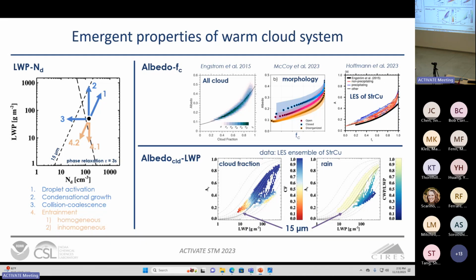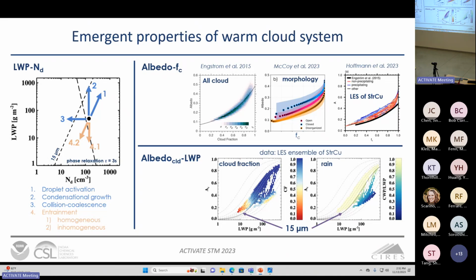And on the other hand, you have entrainment processes, which can be seen as both homogeneous and inhomogeneous mixing, where you have a fixed number and you shift the size distribution, or you have smaller droplets evaporating faster, and you see a decrease in droplet number.